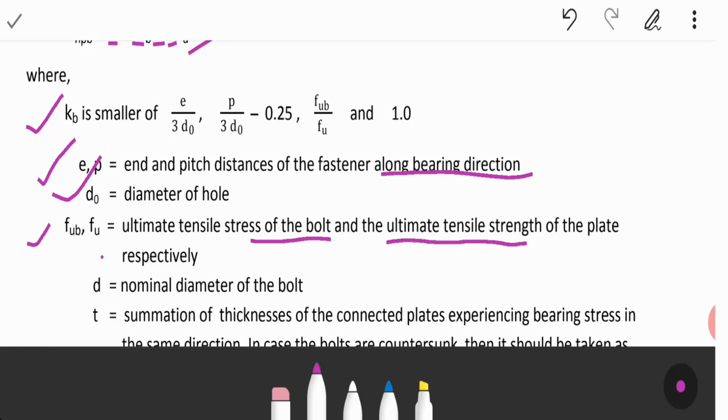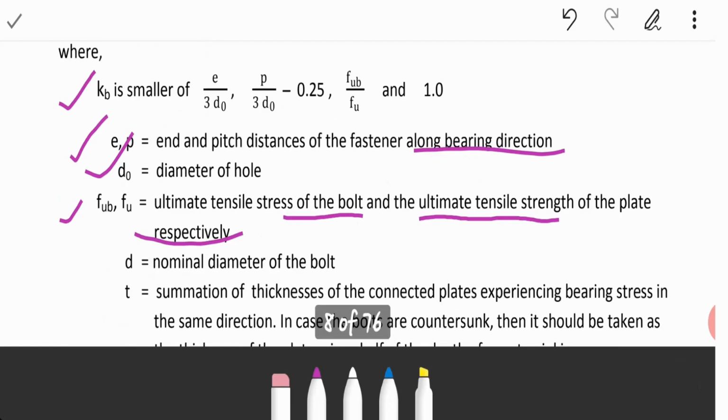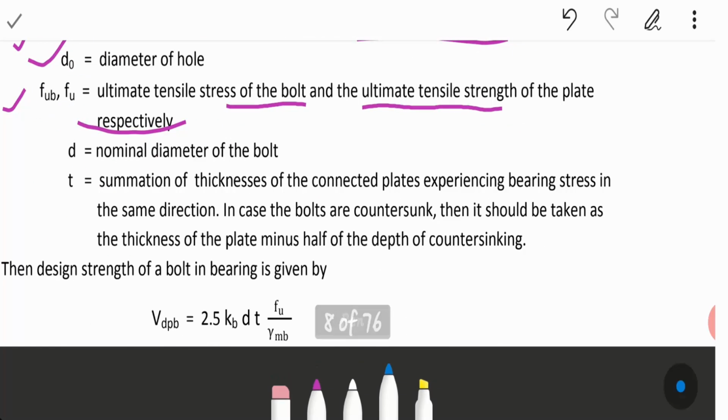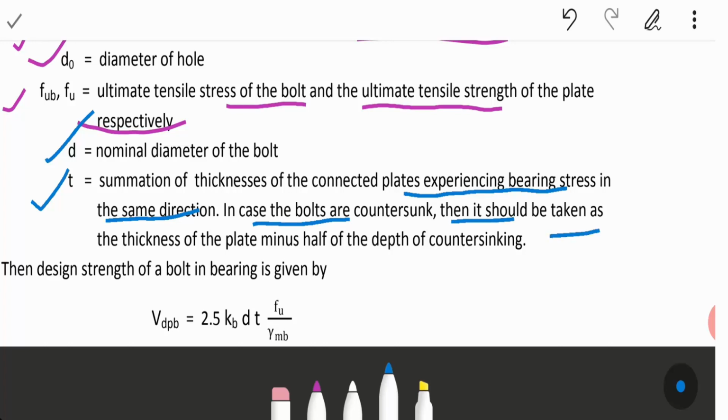This is the nominal diameter of the bolt. Clear? t is the summation of thickness of the connected plate experiencing bearing stress in the same direction. In case bolts are countersunk, then it should be taken as the thickness of plate minus half of the depth of countersinking.